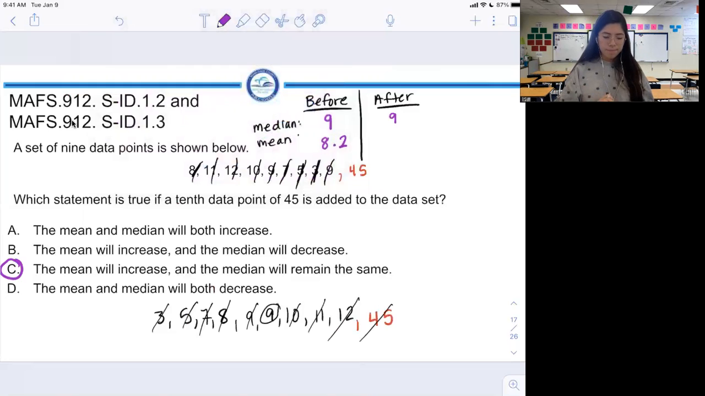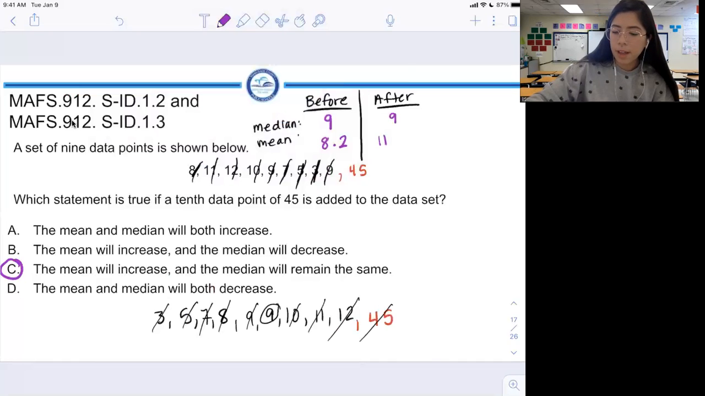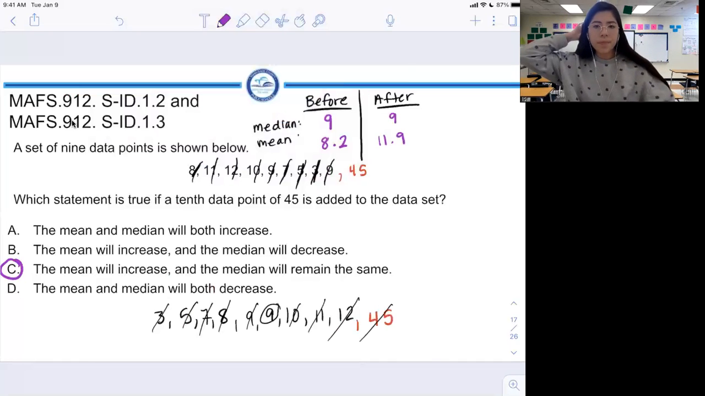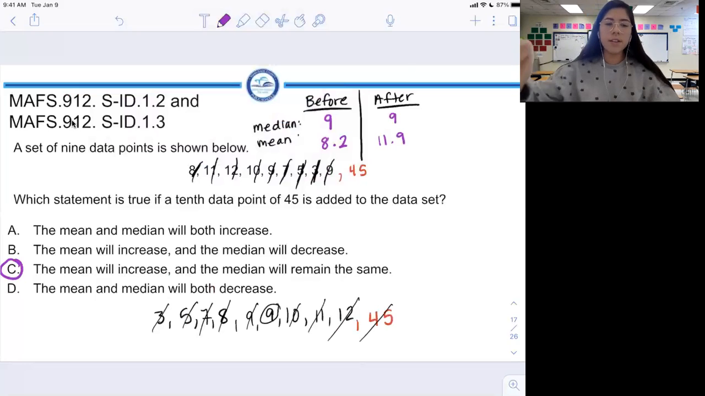Sounds good to me. And we can check by adding 45 to what we got before. And what's our new mean? Did anyone get it yet? 102 or something like that. It would be 11.9. Yeah. So yes, the mean increases and the median stays the same.